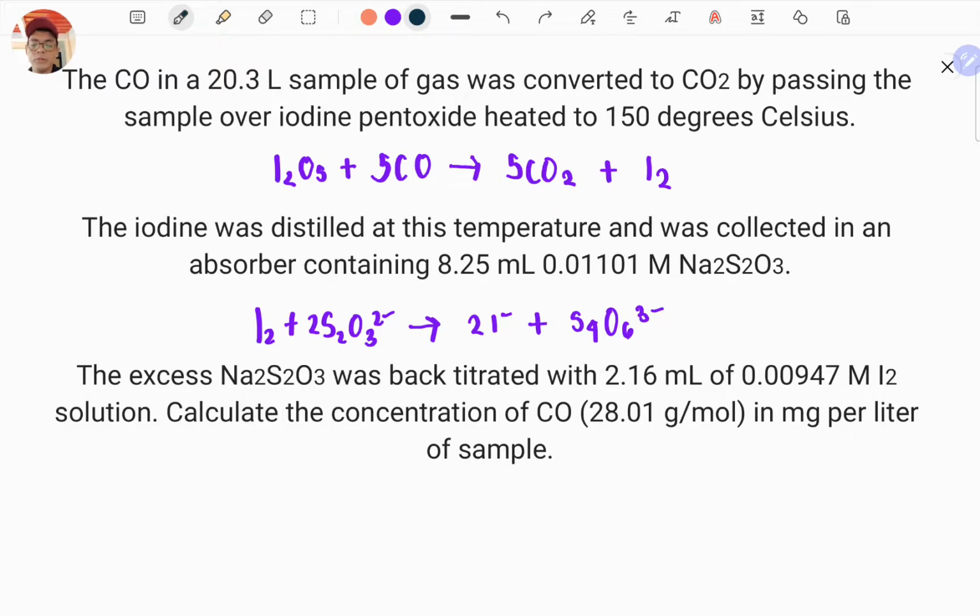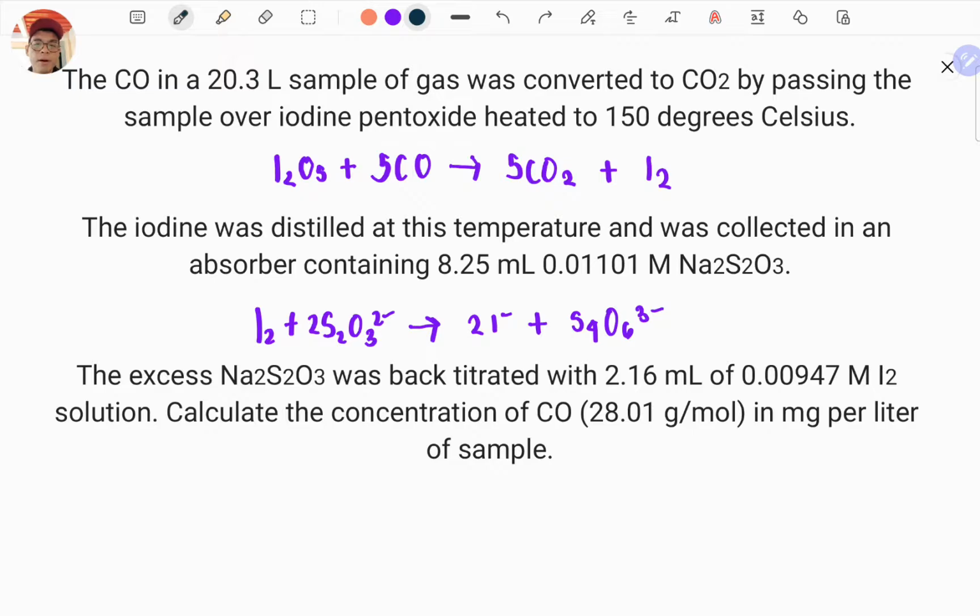0.00947 molar iodine solution. So again, remember that we used this amount of sodium thiosulfate, but this is in excess. After this reaction, we actually have some thiosulfate remaining. And it was that thiosulfate that was titrated with 2.16 ml of 0.00947 molar iodine solution. Our goal here is to calculate the concentration of carbon monoxide in milligrams per liter of sample.